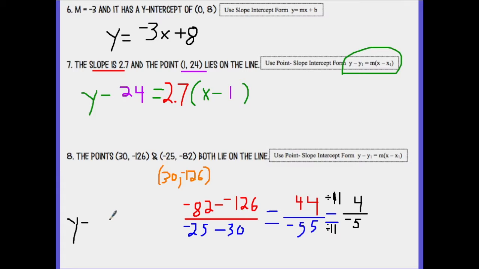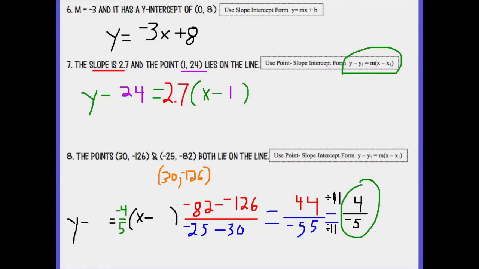So y minus the y value equals m times x minus the x value. And we can choose what we want to use here. The only thing that we have to use is the slope. So negative 4/5 goes here. And we could put the negative in the numerator. That's the more common way to write it.